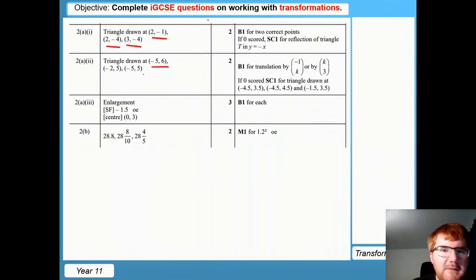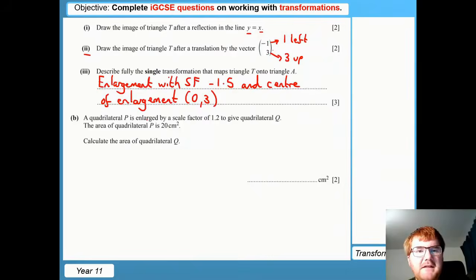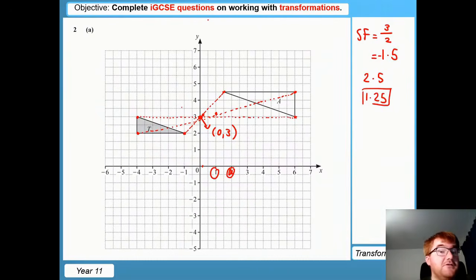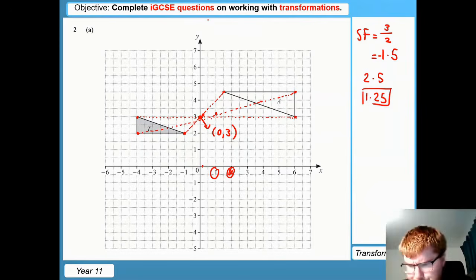Just a point about the mark scheme here, you get B1 for each, so 1 for enlargement. You don't have to put the scale factor, but I think it's good practice, of minus 1.5, and then the center of 0, 3. This shows the disadvantage of doing this without a ruler. If you do that, you can see the lines don't quite cross at 0, 3, and it becomes harder to actually find that center of enlargement point. So make sure you do that at home and use a ruler.